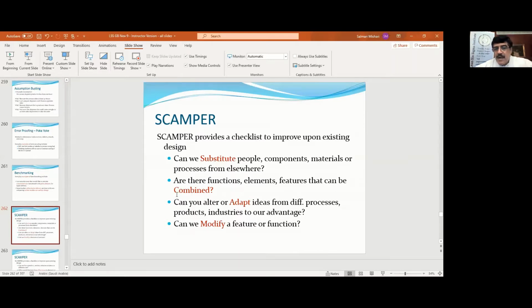C: are there functions or elements or features that can be combined together? That might be a solution to improve speed, for example, or maybe cost. Can you alter or adapt ideas from different processes or industries? That's what the A is. Can we modify a feature? That's modify. So we're going through SCAMPER, basically.